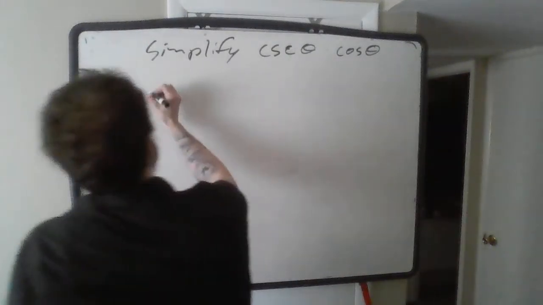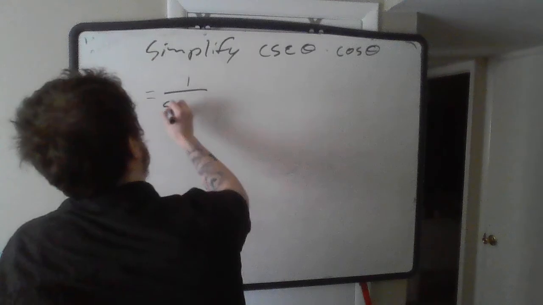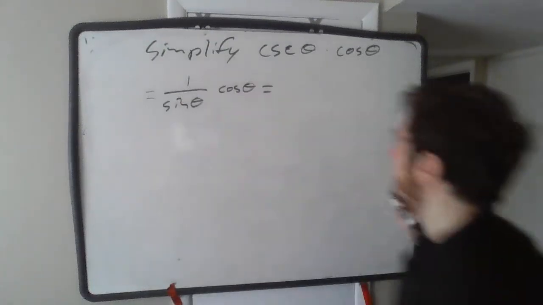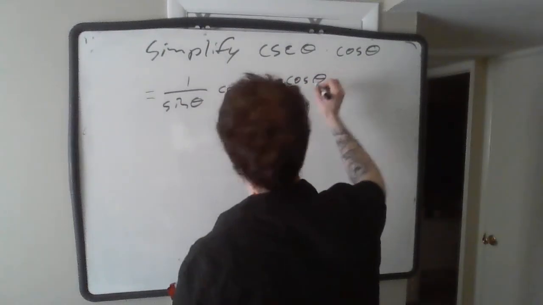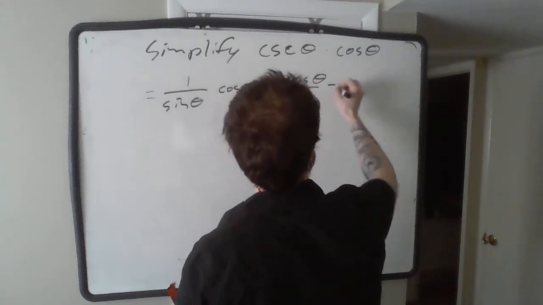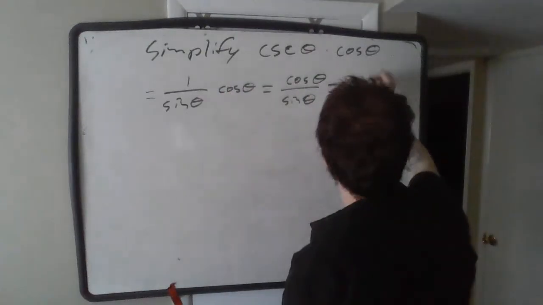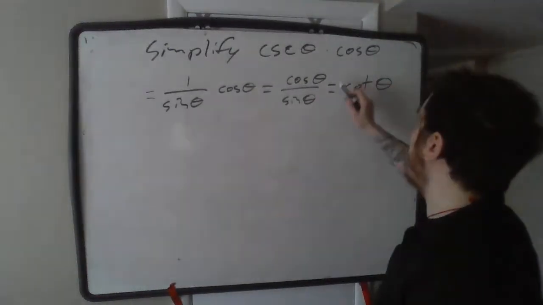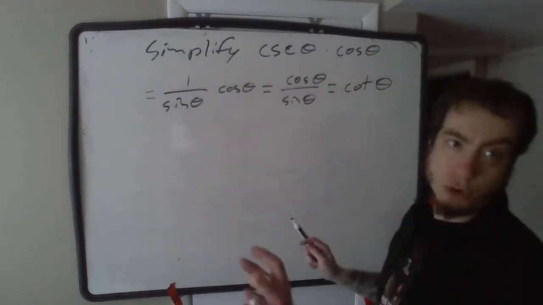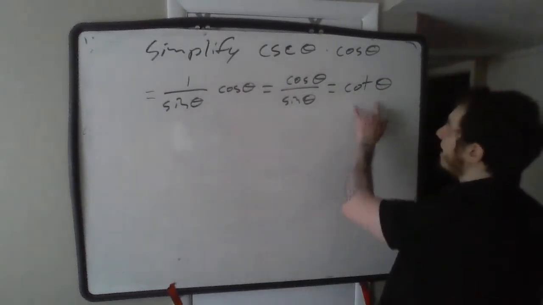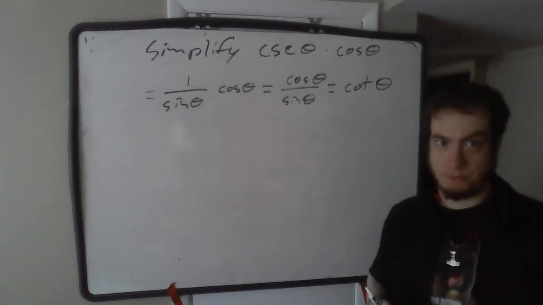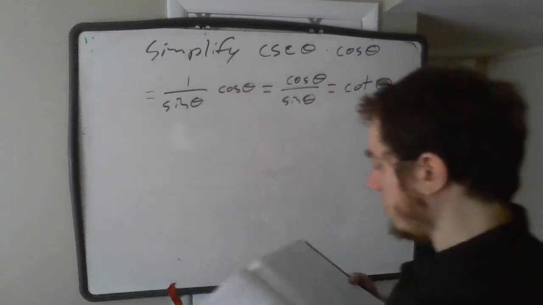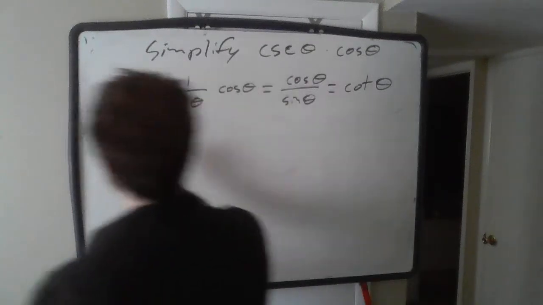So I can rewrite this and I can say, well, this is the same thing as 1 over sine theta times cosine theta. That's the same thing as cosine theta divided by sine theta. And that is the same as cotangent theta. So what we've done here is we have simplified something that involved two trig functions multiplied together. We've simplified it down to a single trig function. Let's take a look at another example of doing this kind of simplification. So let's see if we can simplify.